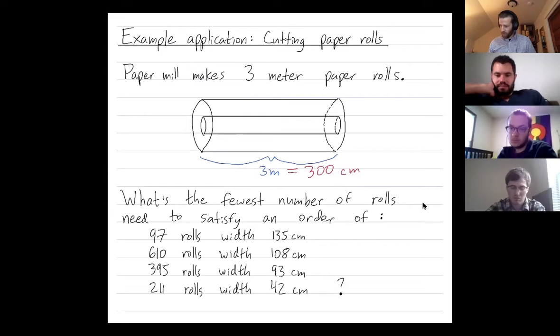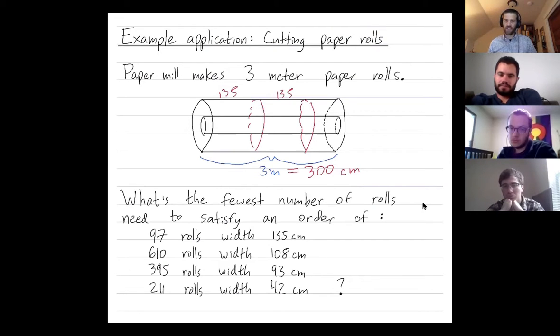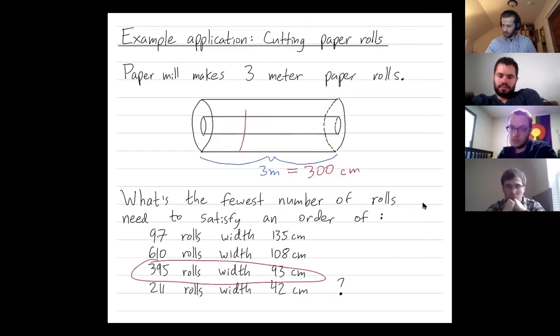So for example, you could take a 3 meter wide roll and split it into 2 rolls that are 135 centimeters wide each, plus some spare change. Or another way you could divide a roll is to divide it into 3 rolls that are 93 centimeters wide, plus some change. And you could mix and match. You could take a 3 meter roll and divide it into 1 roll of width 135 and 1 roll of 93, and I think you'd have enough left over for at least 1 roll of width 42.